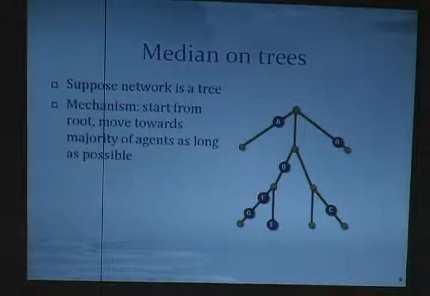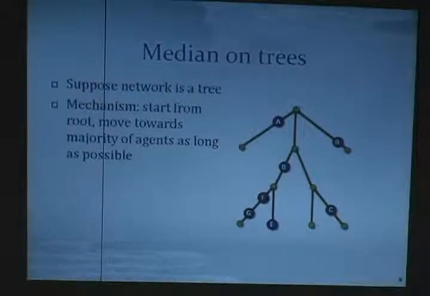And here's the mechanism, which is a pretty intuitive generalization of the median mechanism. So what we do is we start from the root of the tree, and we move downwards in the tree as long as we can move towards a majority of agents. If we can't do that anymore, we stop.